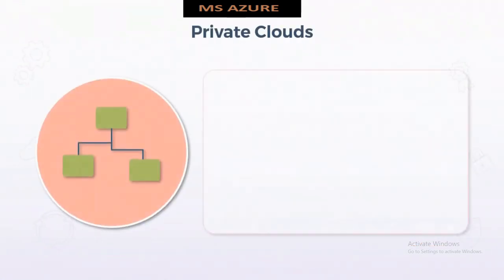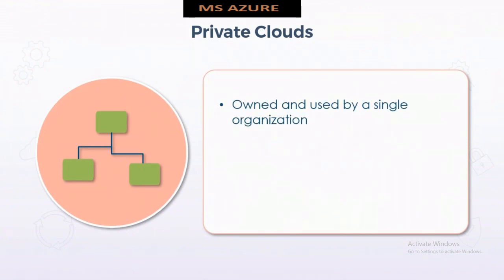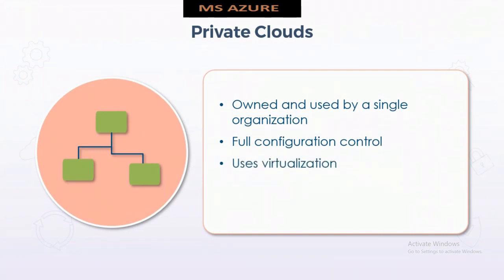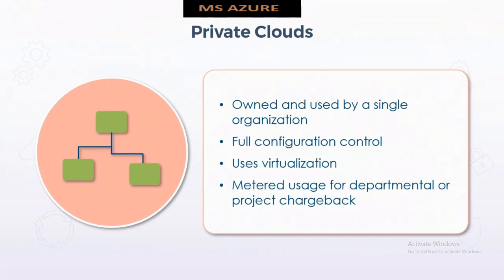So we know that a private cloud then is owned and used by a single organization, and that's why it's called private. This means that the organization then has full configuration control of all of the IT services available in that cloud computing environment. It's a single tenant environment is really what it is. And we know that it uses virtualization. We know that we can have metered usage or tracked usage for departmental or even chargeback to specific projects within the organization. Organizations might require full configuration control of their cloud computing environment for regulatory compliance. So it depends on the nature of the business that the organization engages in.